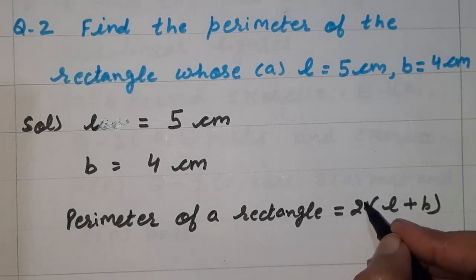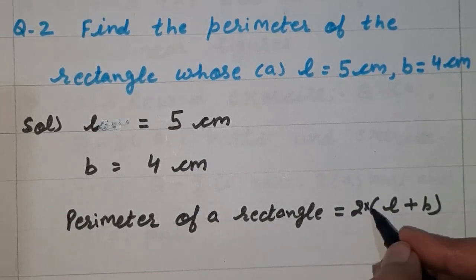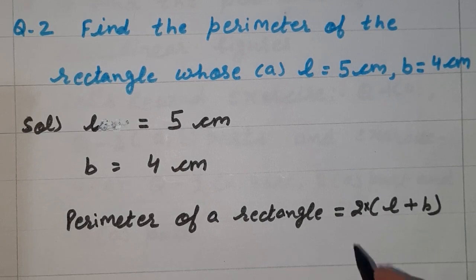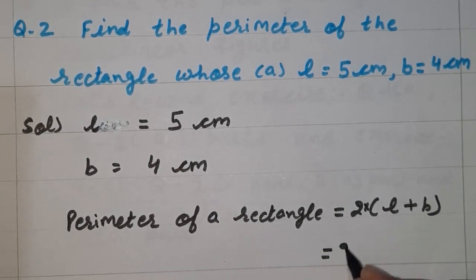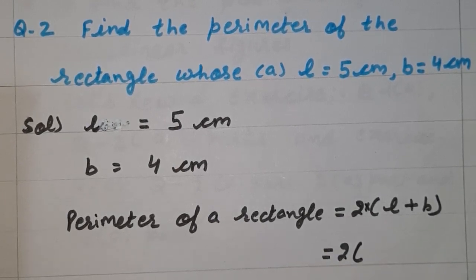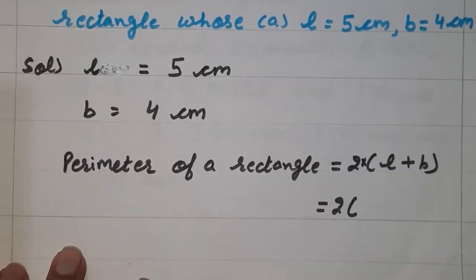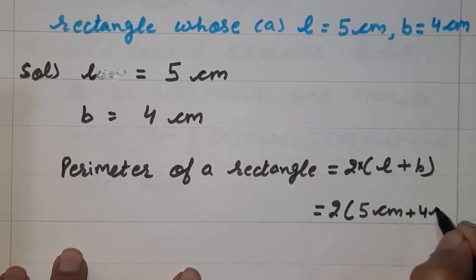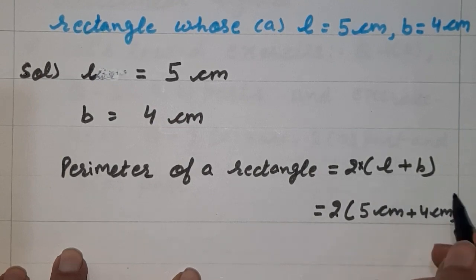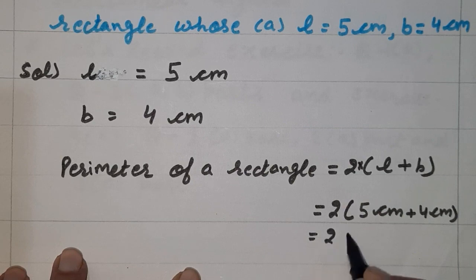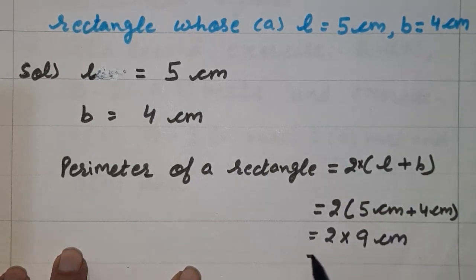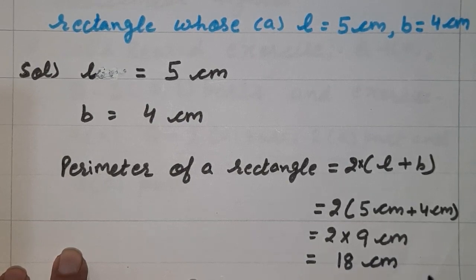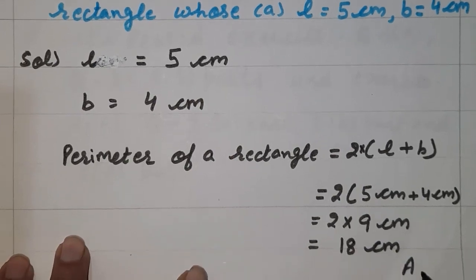अगर आप multiply sign नहीं लगाते हैं, bracket means automatically multiply, right? Now 2 bracket 5 centimeter plus 4 centimeter, because length is 5 centimeter, breadth is 4 centimeter. 2 multiply 5 plus 4, 9 centimeter. 2 9s are 18. So perimeter of rectangle is 18 centimeter.